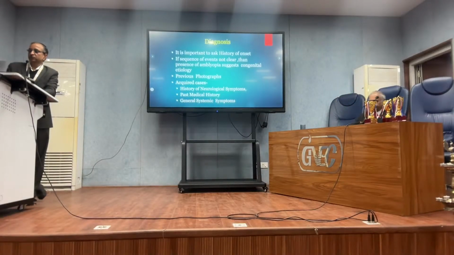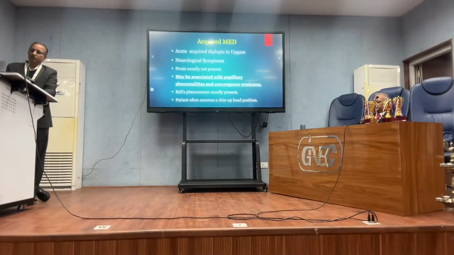For diagnosis, it is very important to ask the history of onset, and if the sequence of events is not clear, then presence of myopia suggests congenital etiology. You might look for previous photographs. In acquired cases, you have to see the history of neurological symptoms, past medical history, and general systemic symptoms.